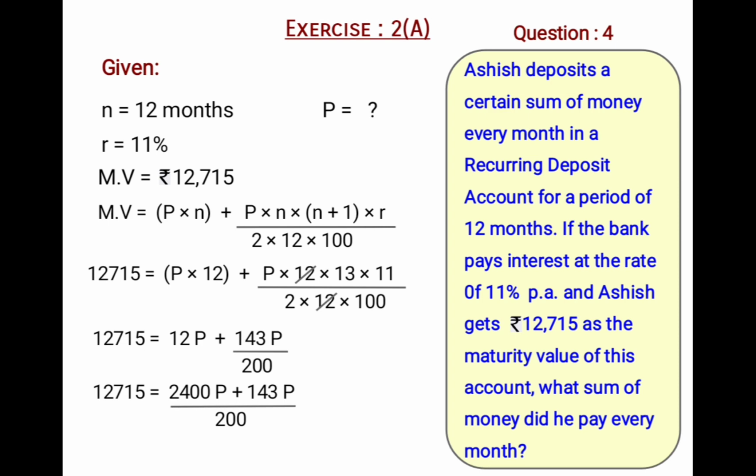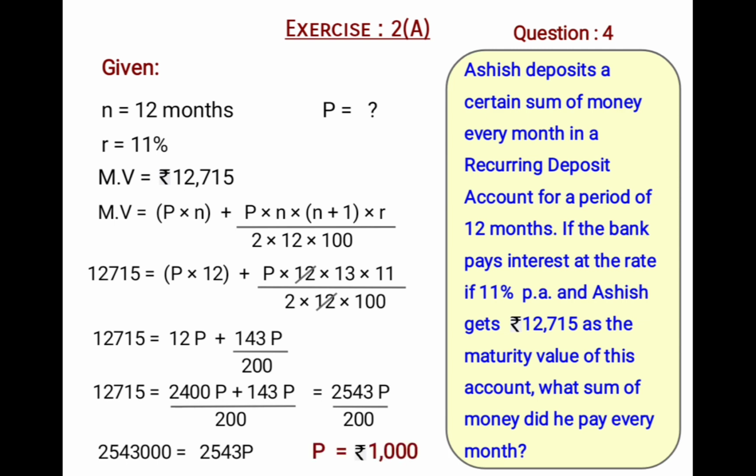2400P and 143P are like terms, so I am going to add, that is 2543P divided by 200. Now I am going to cross multiply 200 with 12,715. We will get 25,43,000 is equal to 2543P. When we simplify this, we will get the fixed value P is equal to rupees 1000.